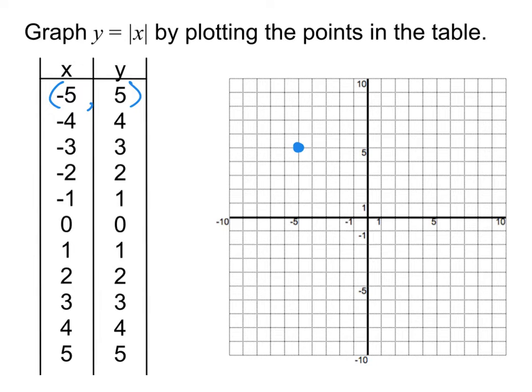And so next up is -4, 4. So that means left 4 and up 4. Then -3, 3. And if I just keep going through my table there, I can go ahead and plot each of the points. Now, for our time being today, you're going to go ahead and just stop there. You're just going to plot the dots and call it good.